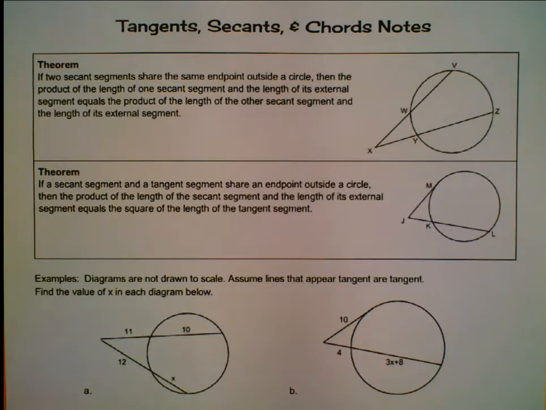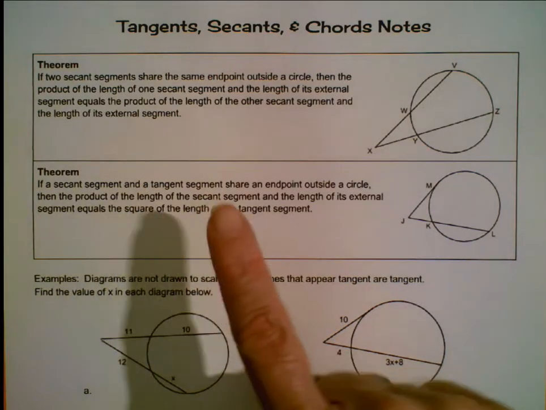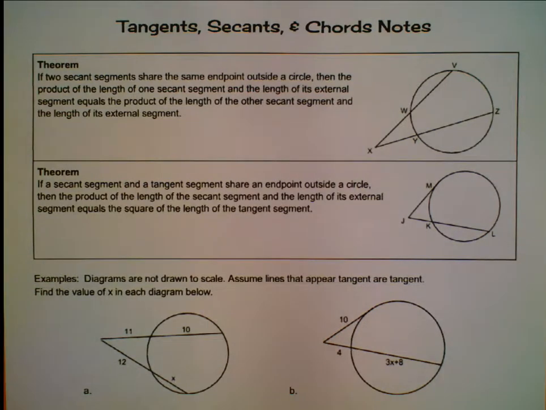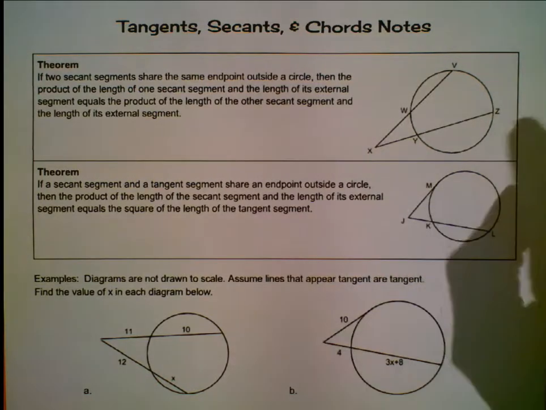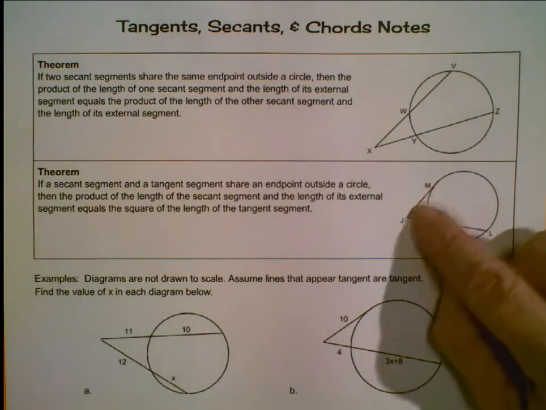In the last couple of sets of notes, we've been talking about intersecting chords. In this section, we are going to revisit tangents and secants and involve that with chords as well. All right, so in this case, let's review for a minute what a tangent is. A tangent is a line or a segment that intersects a circle at exactly one point. So in this case, we see a tangent here.